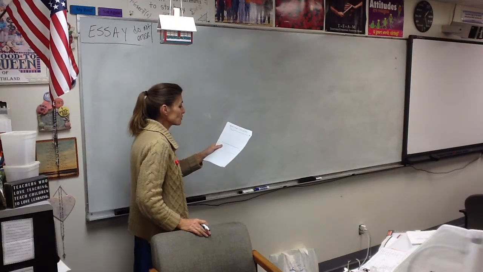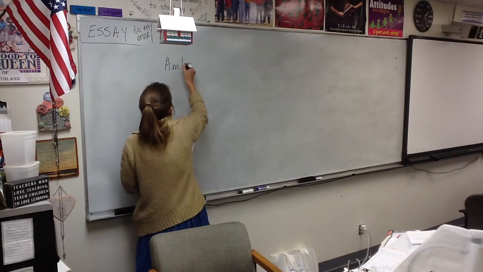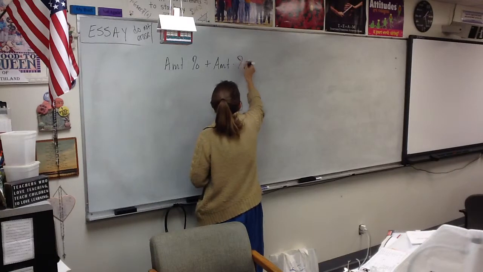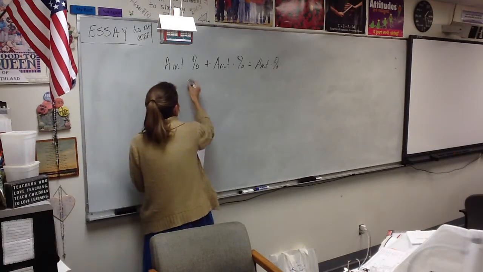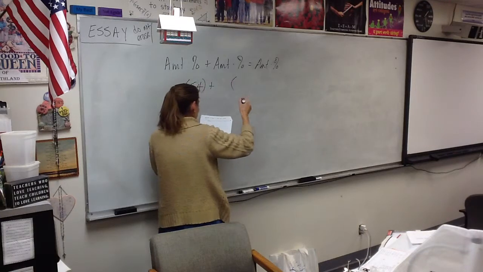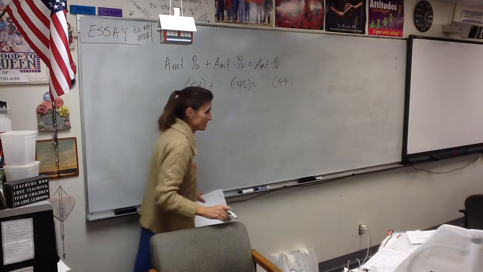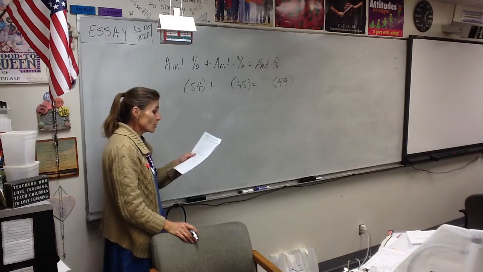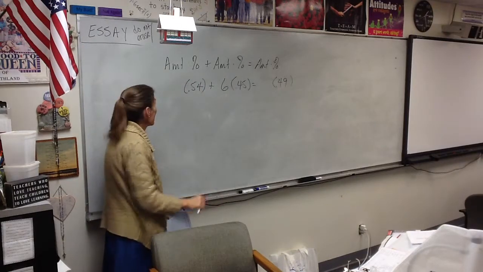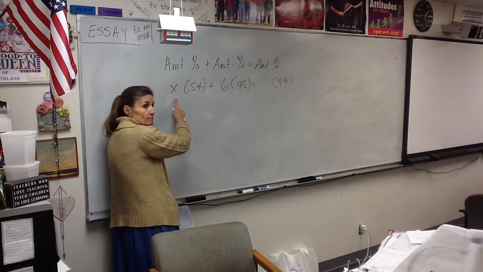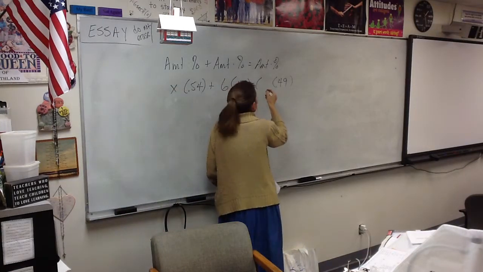3B. How much 54% solution must be mixed with 6 quarts to get a 49% solution? Amount times percent plus amount times percent equals amount times percent. We know we've got a 54% solution. 45%. We've got a 45% solution. And we want to end up with a 49% solution. We also know that we have 6 quarts of this stuff right here. We have no idea how much of this we have, but if we mix x and 6, we'll have x plus 6.